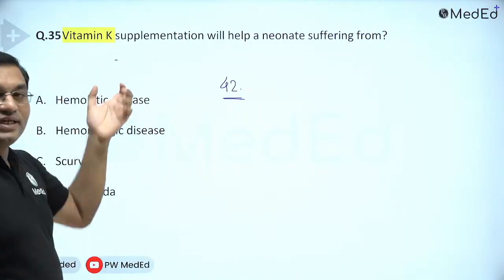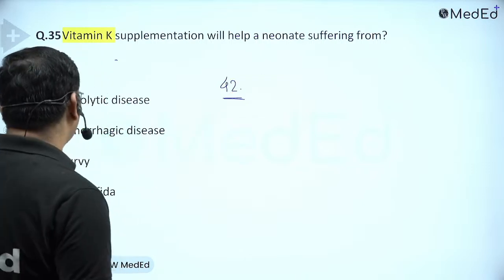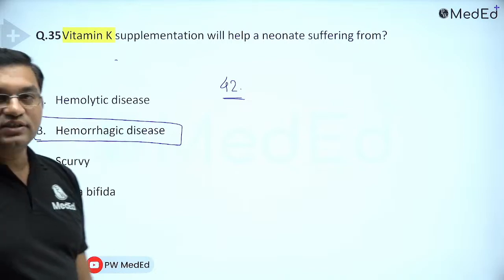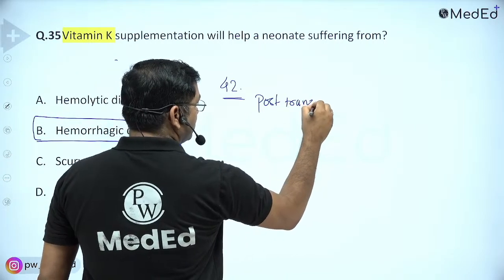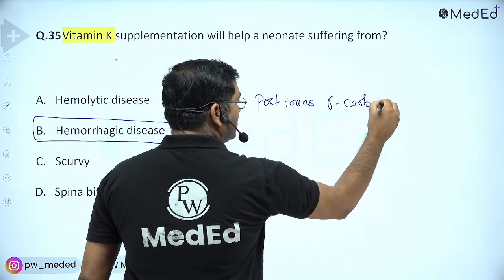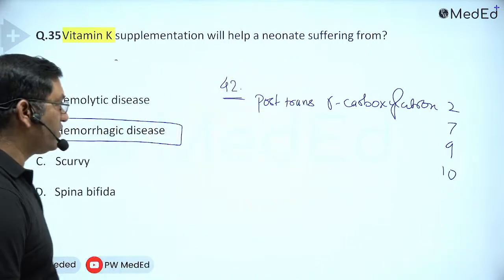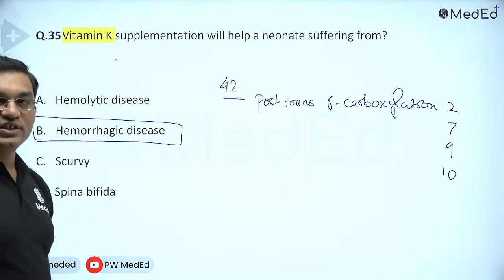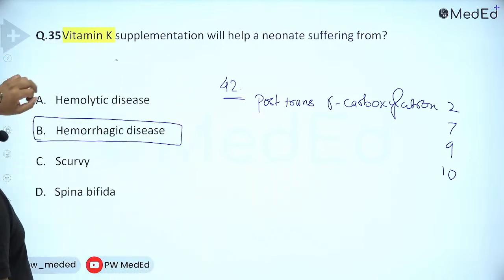Now 42. Vitamin K deficiency. Vitamin K is required for coagulation and clotting. Supplementation will help a neonate suffering from hemorrhagic disease. Vitamin K causes post-translational gamma carboxylation of clotting factors 2, 7, 9 and 10, and it is responsible for the clotting process. So it prevents hemorrhagic disease. So a menadione injection is given at birth to prevent bleeding episodes.